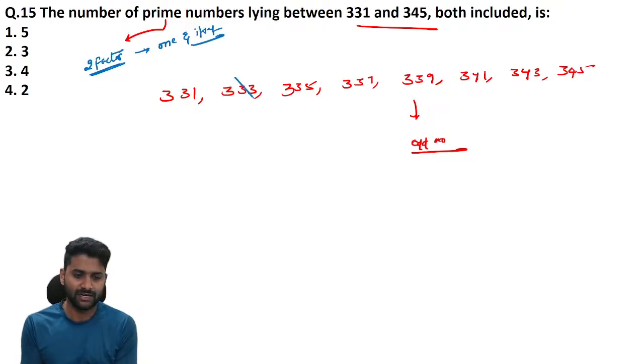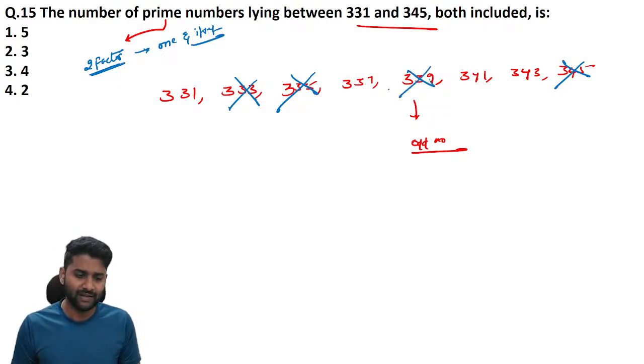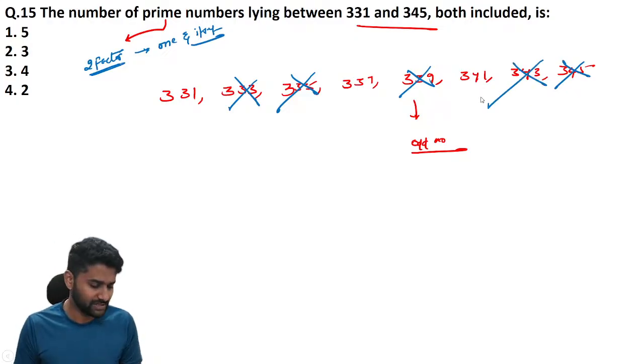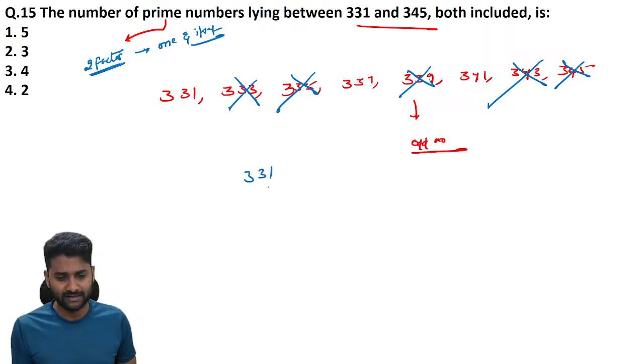Let's eliminate these. 333 is divisible by 1, 3 and 333, and we have a different factor 111 also. If you see more than two factors, that is not at all a prime number. 335 is not a prime number. 345: if you see the units place is 5, definitely it is divisible by 5 and some other tables also. And 339, directly you can see it is divisible by 3. Finally, we have 331, 337, 341 and 343. And 343 is the 7 cube value. It's a perfect cube value. Definitely the number of factors is more than 2. So finally, it is 331, 337 and 341.